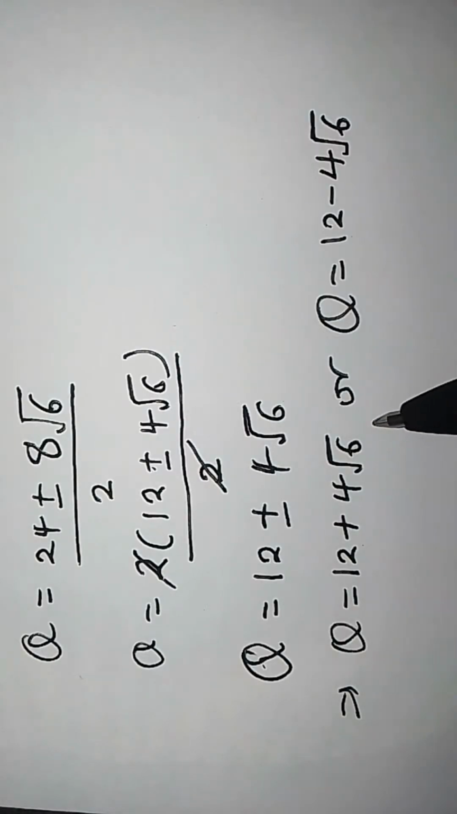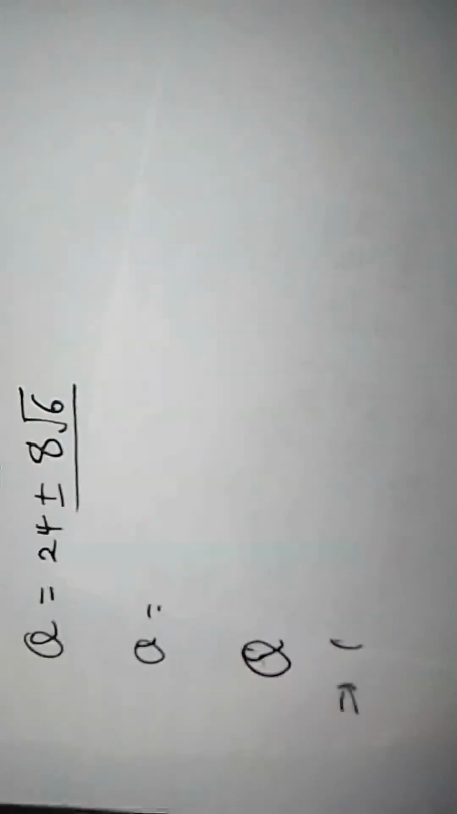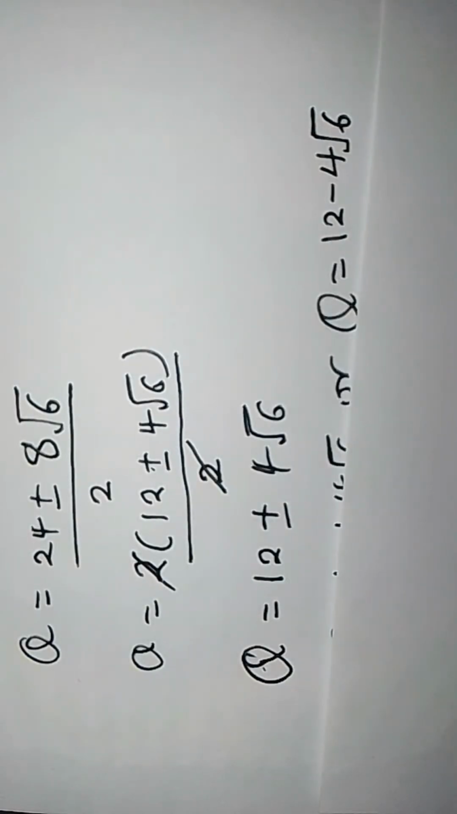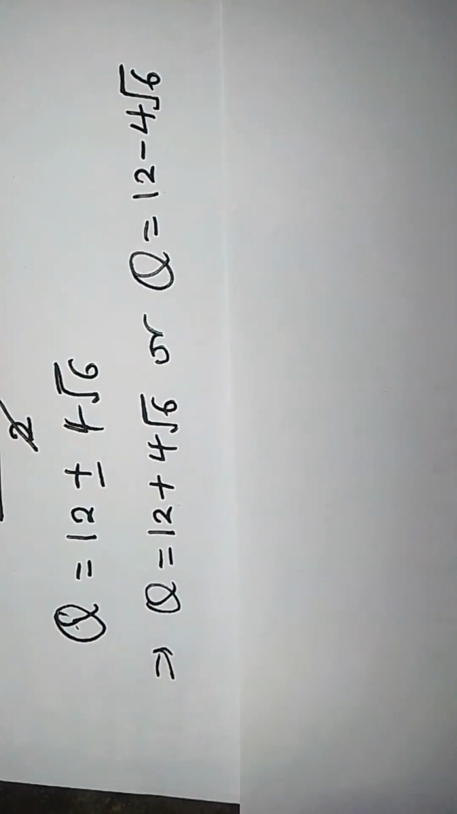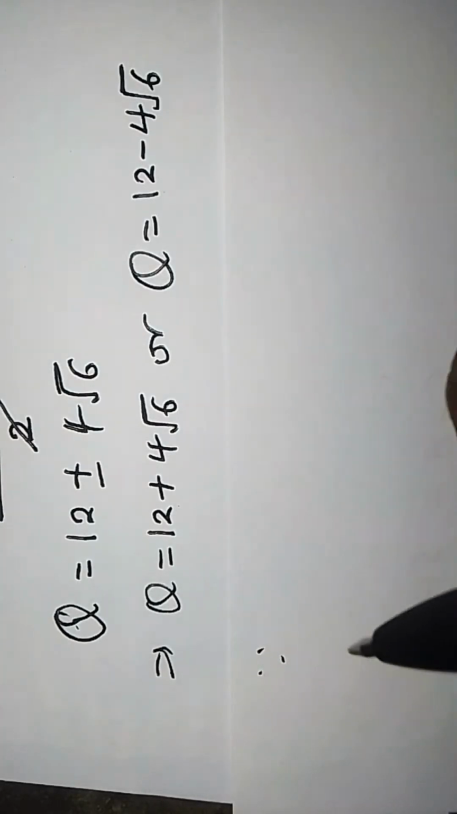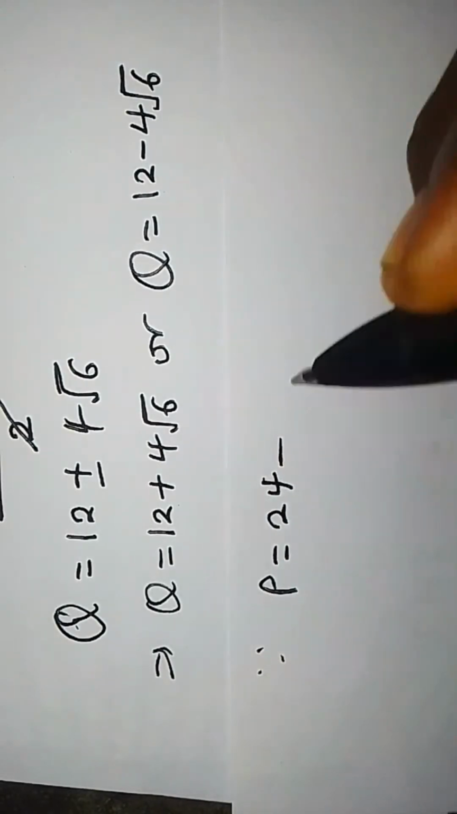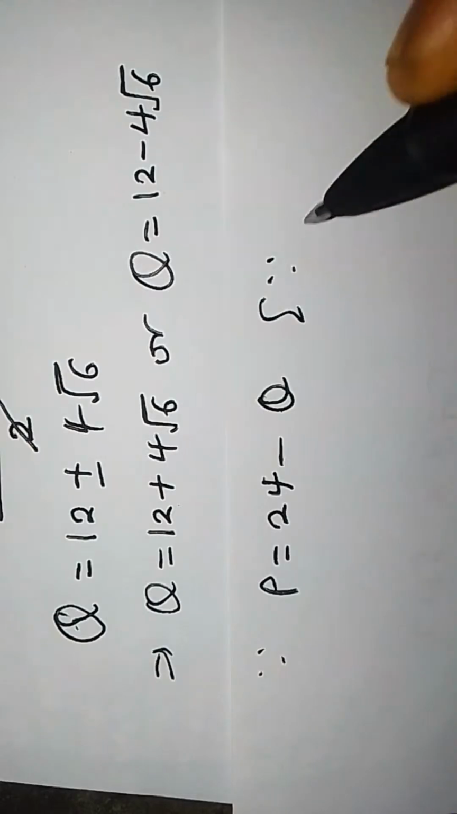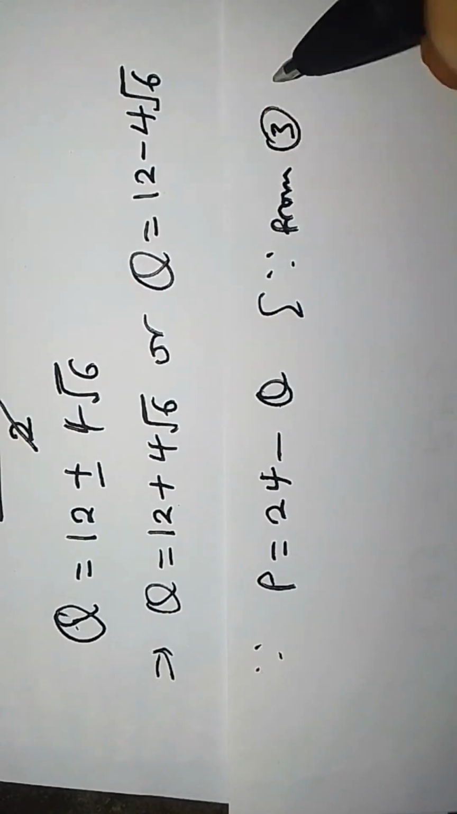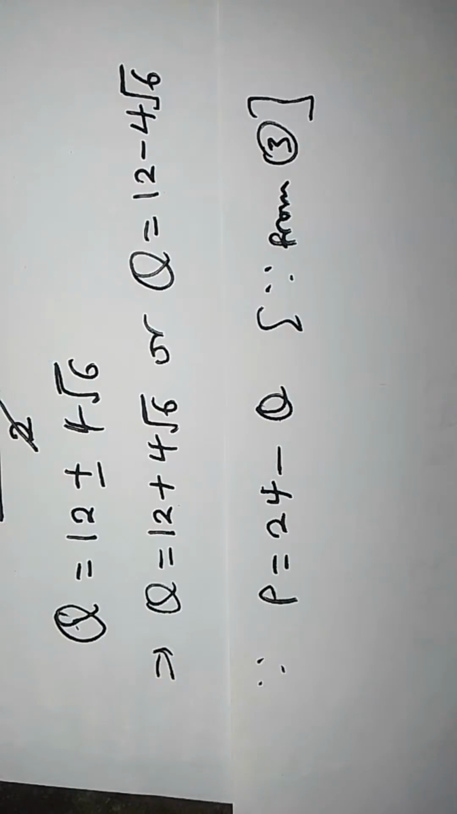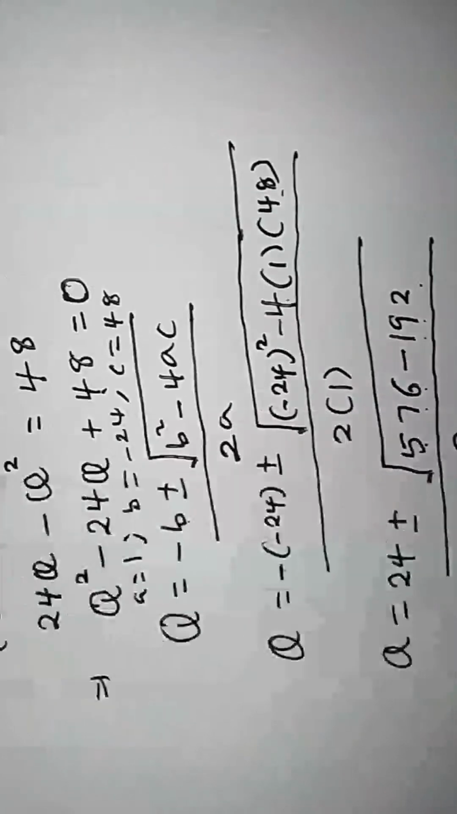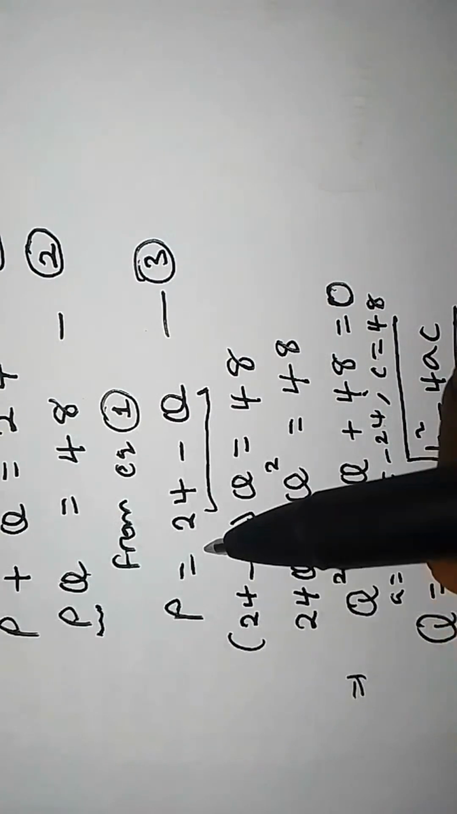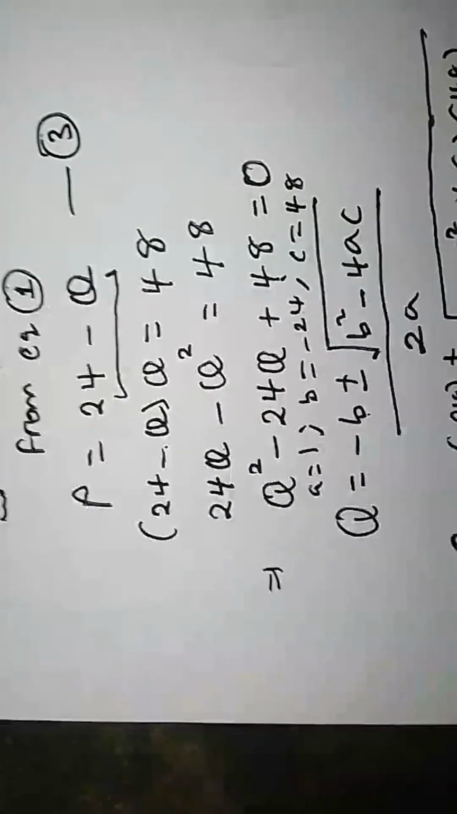We can then use these two values to obtain the value of P. So that's what we are going to do now. Since we know that P is equal to 24 minus Q, this is from the third equation, equation 3. Let me show you where we obtain it. This is equation 3. P is equal to 24 minus Q. So let's continue.